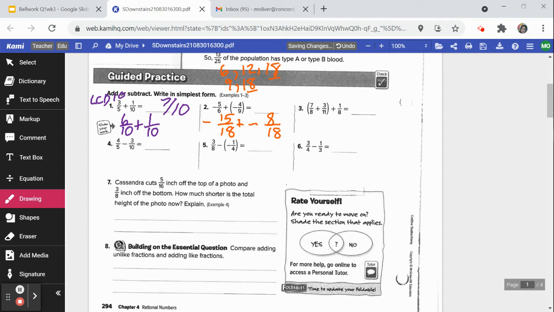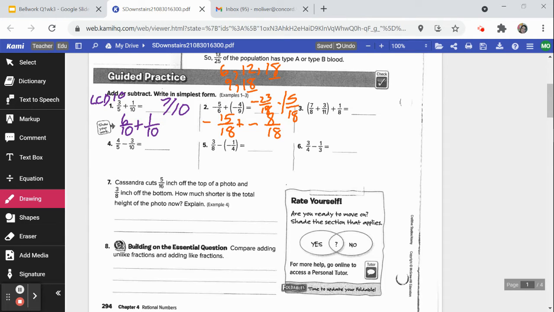So once again, we do same sign. So I keep my 18, and I'm going to add my numerators. So we know it's a negative. We know we have 18. Well, 15 and 8 makes 23. So that's an improper fraction. So we have a negative 1, because 18 goes into 23 one time, with 5 left over. So 5 is now our numerator, and we keep our 18 on the bottom.